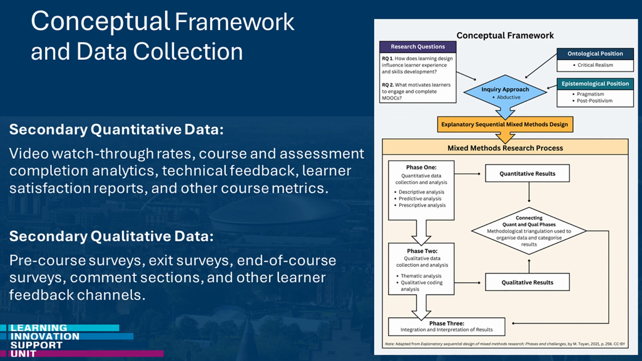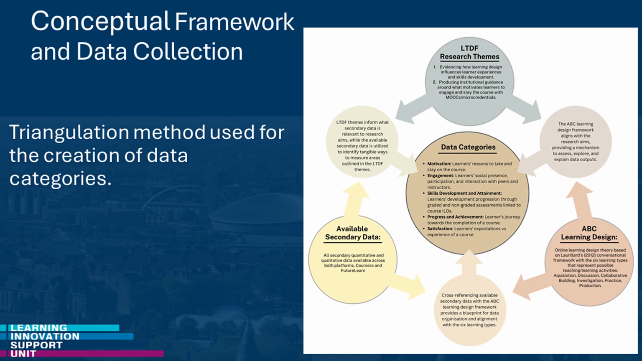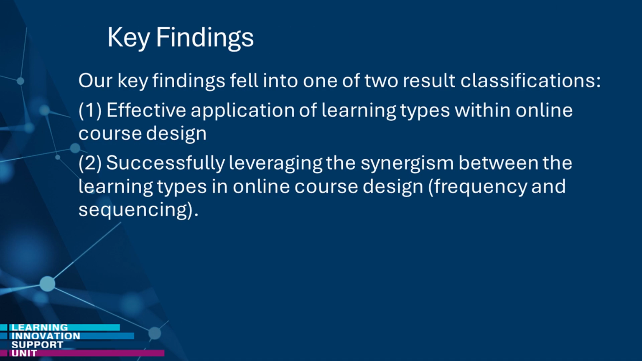The qualitative data we collected included pre-course surveys, exit surveys, end-of-course surveys, comment sections, and other learner feedback channels. In the third phase of the explanatory sequential design, we utilized data categories created through strategic triangulation to analyze the quantitative and qualitative data, providing commonalities for data integration and context for data interpretation. In the end, our key findings fell into one of 2 categories.